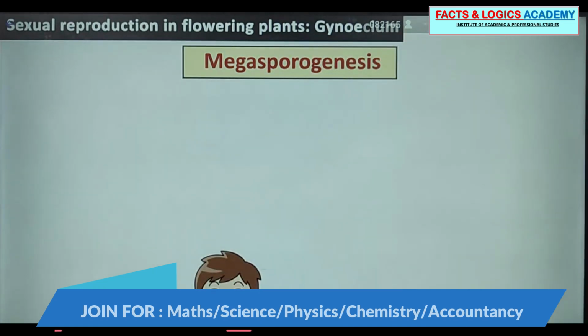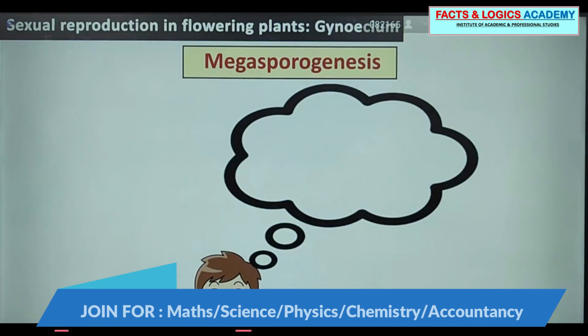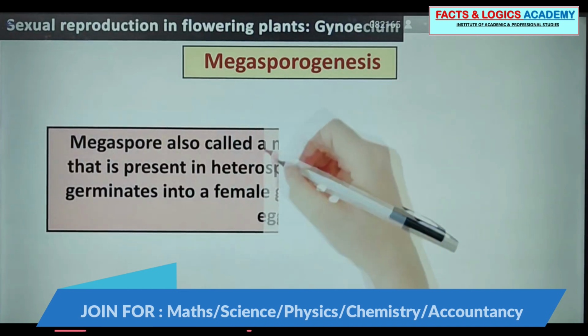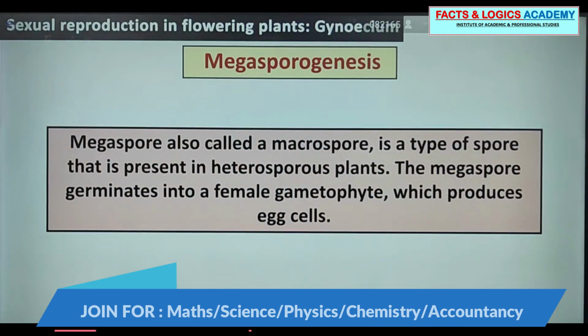Megasporogenesis. Before learning about this process, let us understand the term megaspore. Here, the megaspore, also called macrospore, is a type of spore that is present in heterosporous plants. The megaspore germinates into a female gametophyte which produces egg cells.